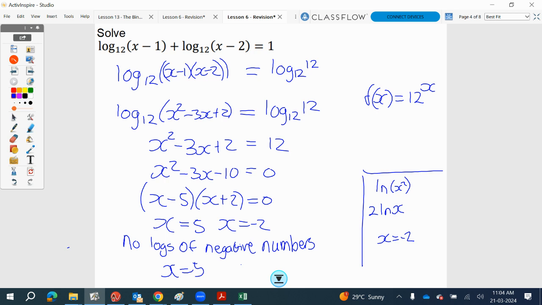So here on this one, the original equation, minus 2 is going to work here because you're going to be finding ln of 4. But here you'll find the ln of minus 2 and then times it by 2, which is not good.